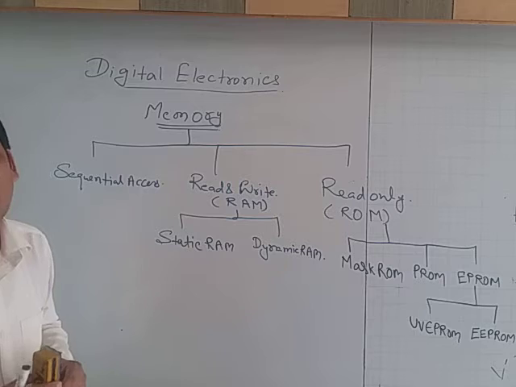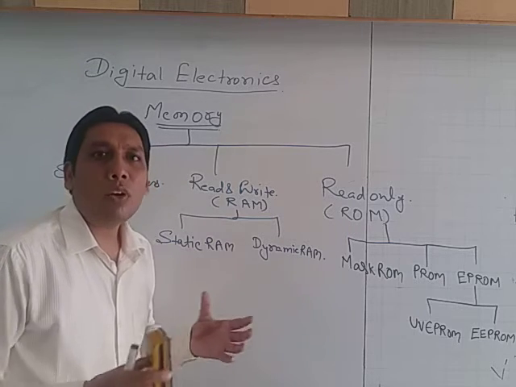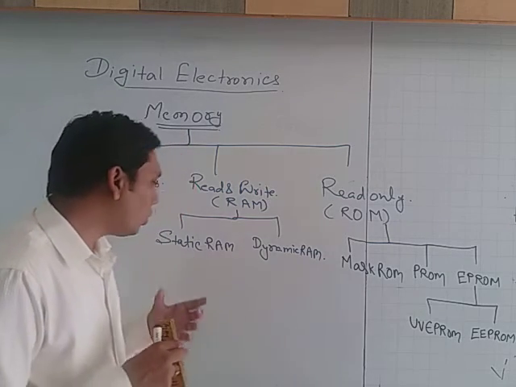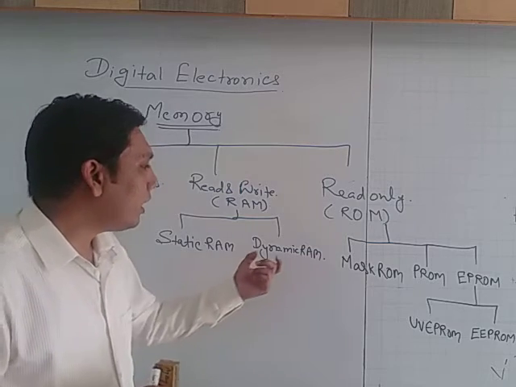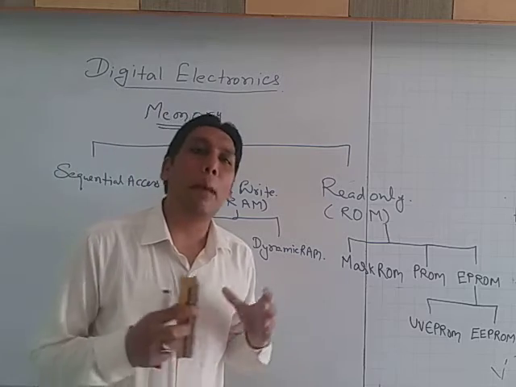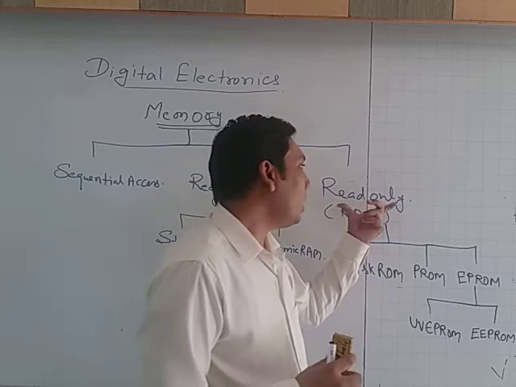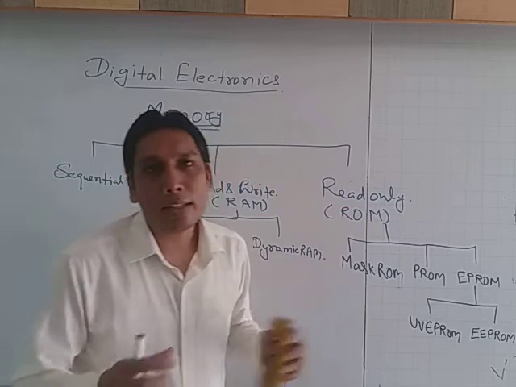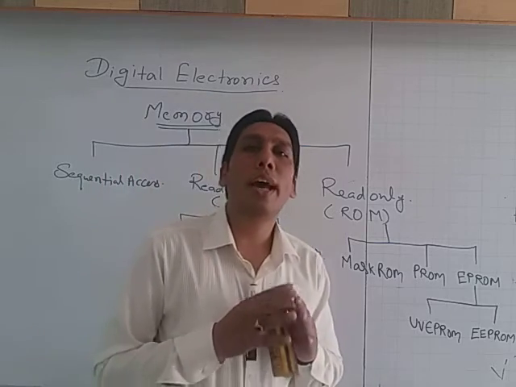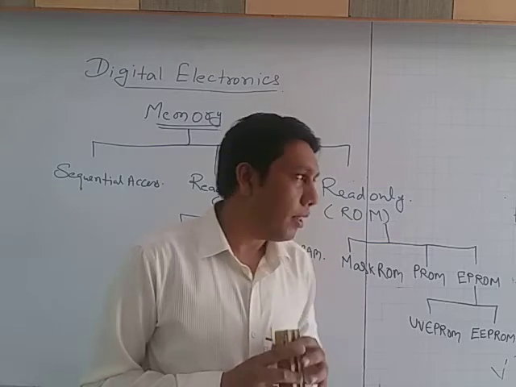The difference between these two RAMs is that static RAM is that type of RAM in which we use flip-flops and latches to store the information, while dynamic RAM is that type of RAM in which we use capacitors to store the information. The third one is read-only memory. That means it is that type of memory in which the user can only read the information. He cannot write the information.